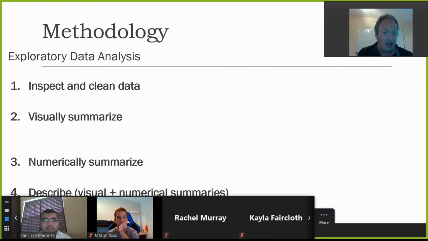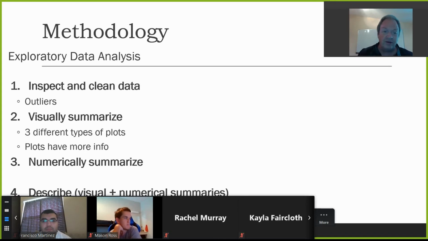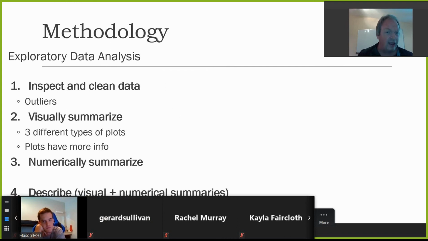Now, what's challenging is that quantitative is considerably more complicated than categorical, which is why we introduced categorical first, because it's a walk in the park. We have to deal with outliers, which we didn't have to deal with in categorical. There are 3 different types of plots, and you might say we had 4 with categorical. That's true, but they're plotting the same thing. These 3 plots are qualitatively different; we're not looking at the data the same way. The plots have a lot more information. Again, the numerical summaries are much more involved. There's more of them and they're more involved.